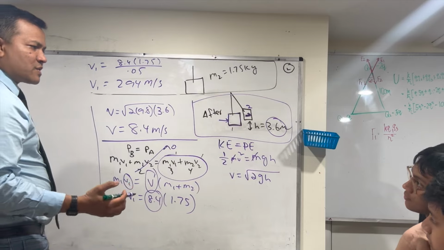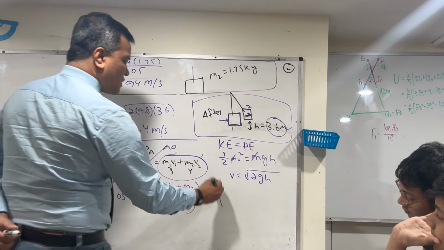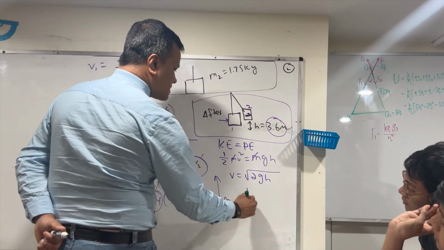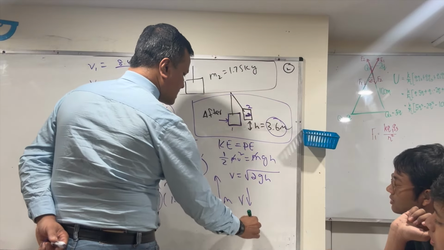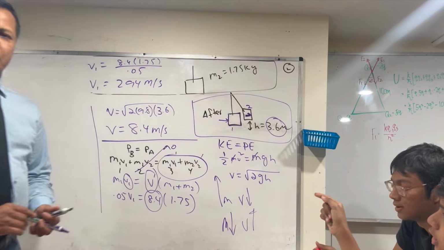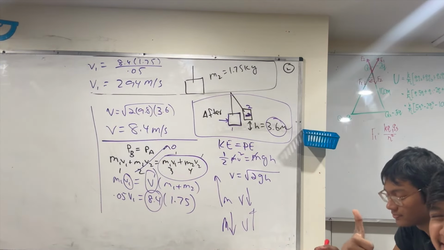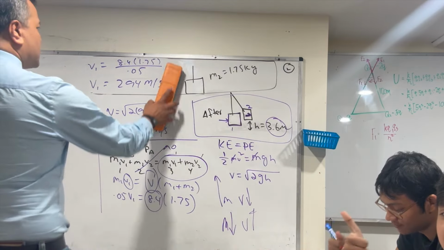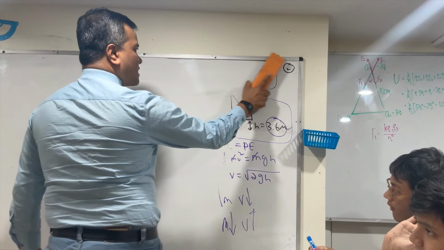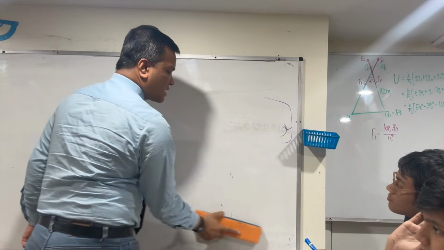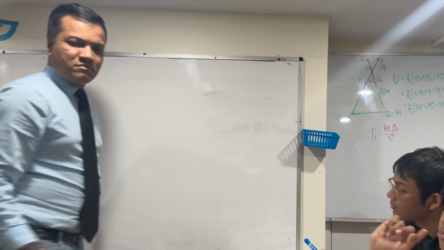What do you discover? You discover if mass increases, velocity decreases. If mass decreases, velocity increases. And that's all because of the conservation of momentum. And remember, we discovered conservation of momentum always holds regardless of the type of collision.